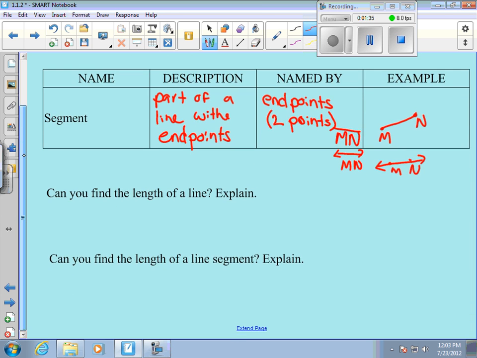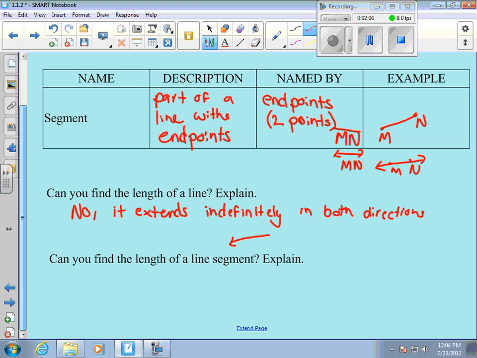So let's talk about, can you find the length of a line and explain? And when we talk about a line, remember it goes on indefinitely. So no, we cannot, again, because it extends indefinitely in both directions. And so a picture, just to remind us, has the arrows on the ends. It means it goes on indefinitely.